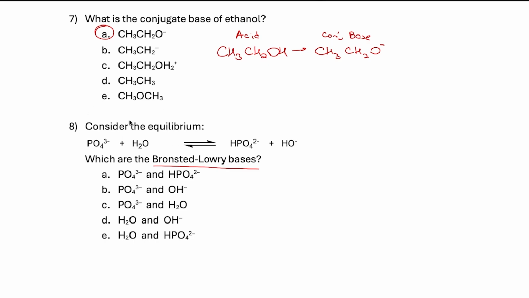From the left side, which one gains the proton? Well, the PO4, right? And so this is our base looking from the left. But if we read from right to left, which one gained the proton? Well, OH minus because it becomes H2O. And so from the right, this is our base. And so the correct answer choice is B, PO4 3 minus and OH minus.